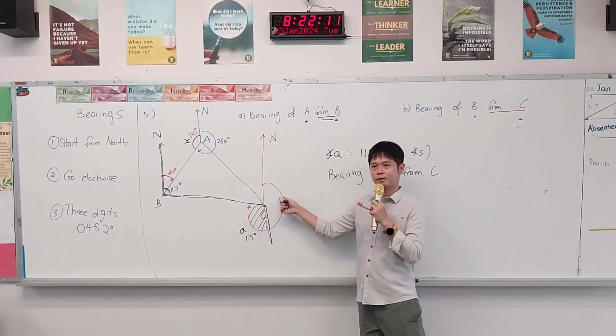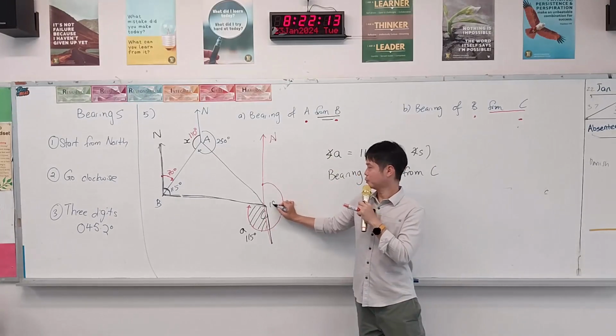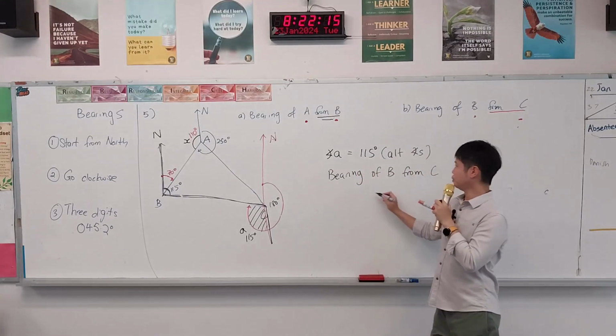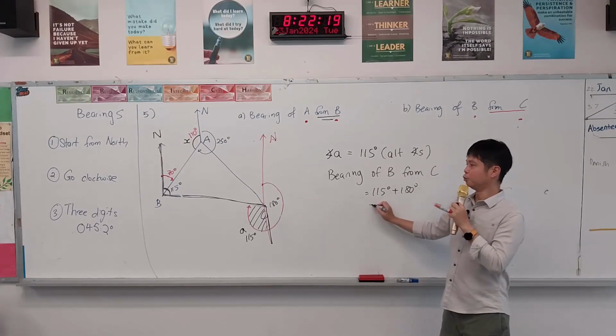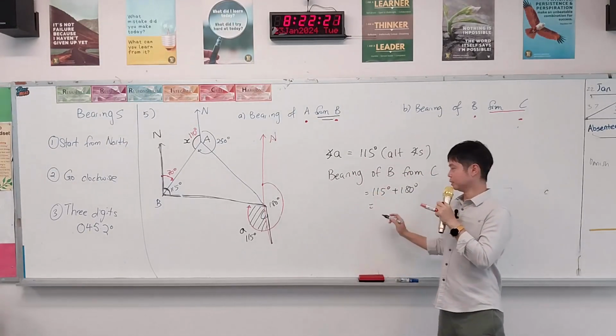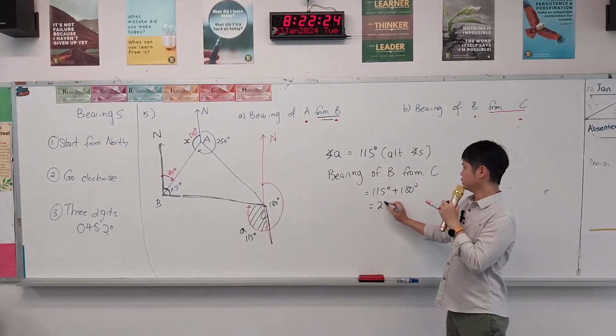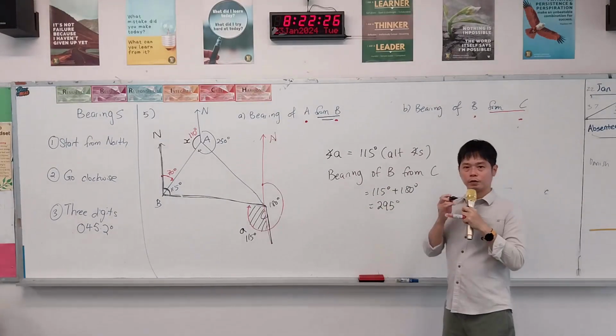115 plus 180. So we will have 115 plus 180. No reason, we just add up the two angles. So it's actually 295. Okay.